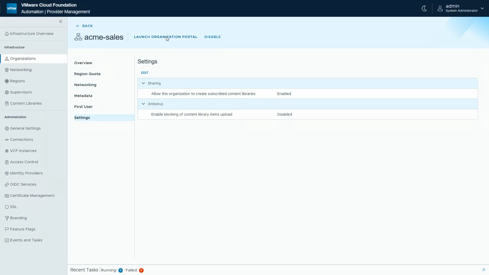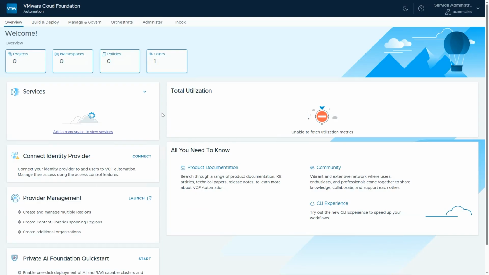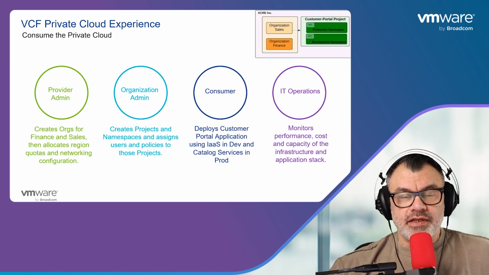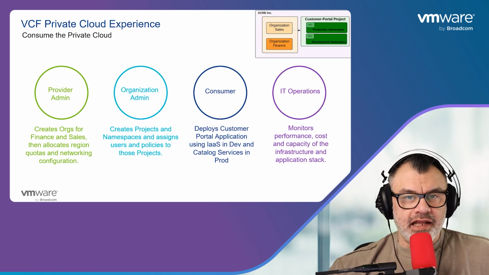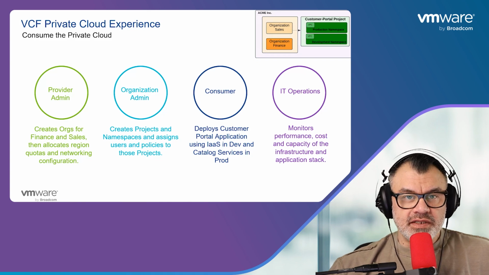So let's go ahead and launch into the organization portal on behalf of the org admin. As a provider admin, I'm going to click on launch organization portal to see if I can access the organization successfully. And we can certainly do that by looking at the welcome dashboard. As you can see, there are no services because we don't have any namespaces created. We will see that in the next part of this video. So let's go ahead and log out. Now that we know the organization is successful, we can hand the keys to the org admin to configure the organization the way they want to run their business.